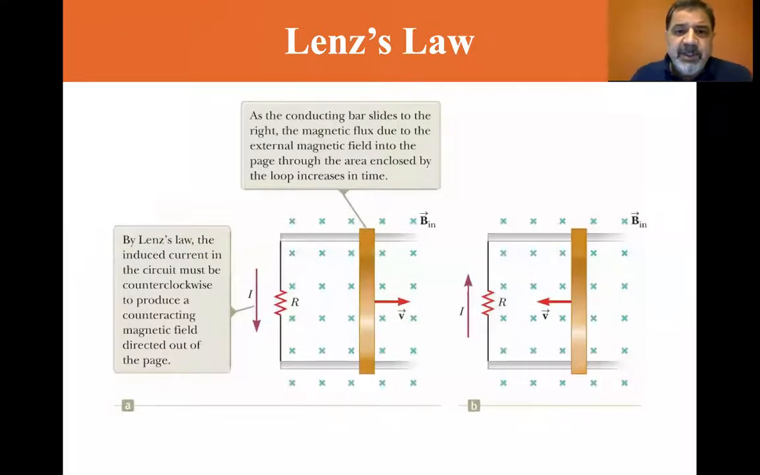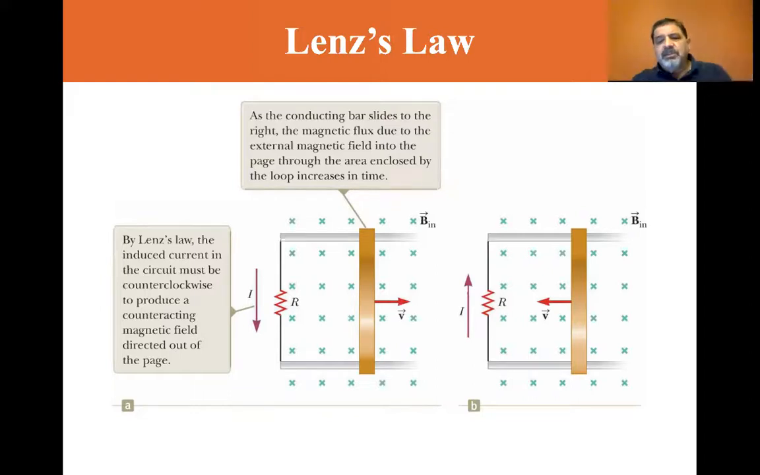visual here. As the conducting bar slides to the right, the magnetic flux due to the external magnetic field into the page through the area enclosed by the loop increases in time. So it's increasing going into the page. So the current is going to be induced such that it wants to oppose the growing magnetic field. So it's going to be coming out of the page. So if it's coming out of the page like this, the current is going to be downward. If you use your right-hand rule, the current is going to be downward.